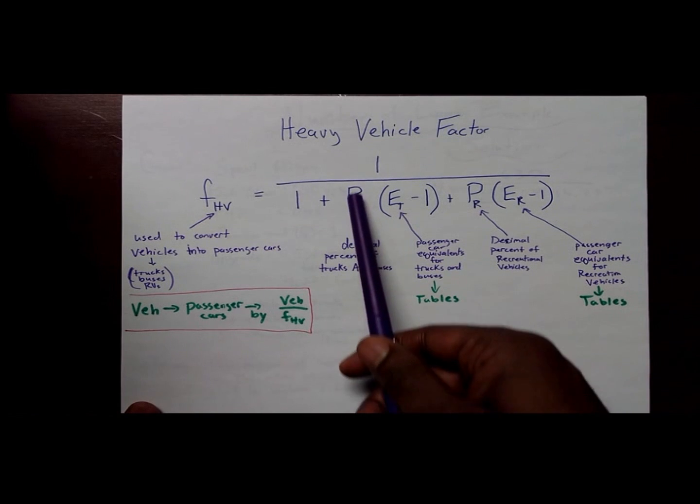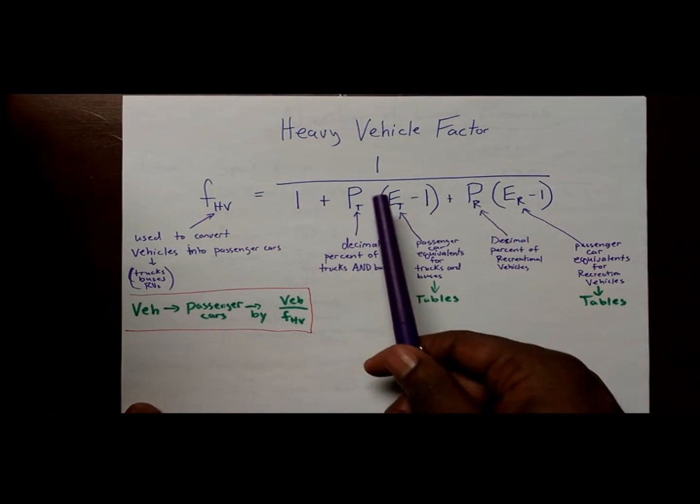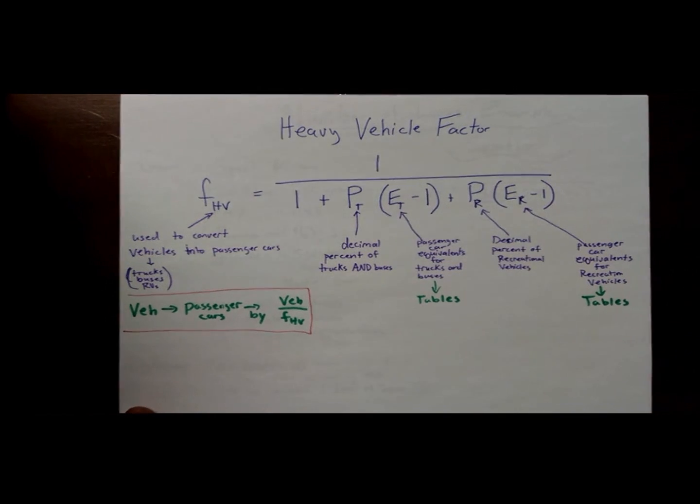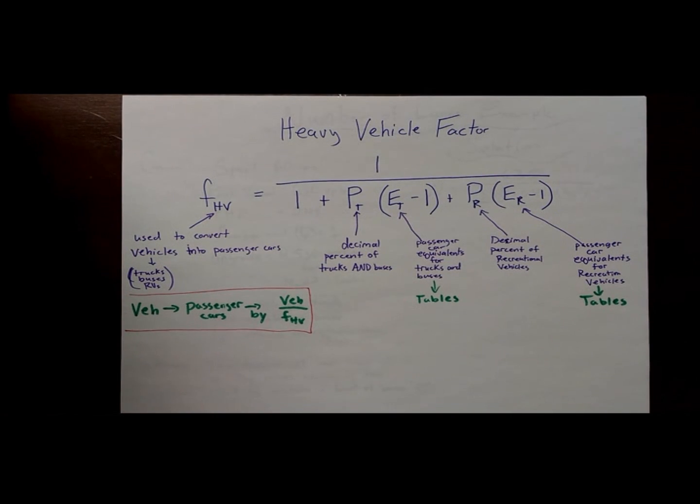This is the decimal percentage for trucks and buses. And this is a decimal percentage just for RVs. We have to find these equivalency factors from tables. So let's go ahead and do that.